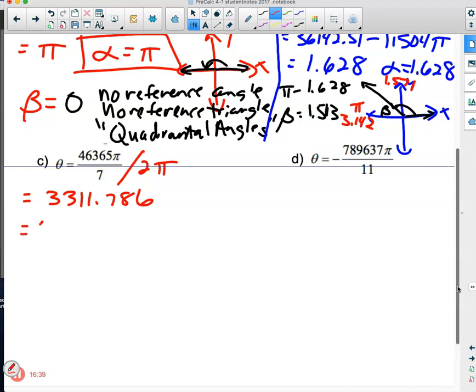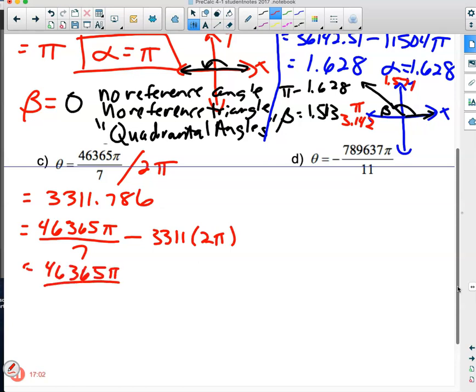So we have, be careful, I just transposed a couple of numbers there. 46,365 pi over 7 minus 3,311 times 2 pi. And then we'd multiply 3,311 times 2 and get 6622 pi.